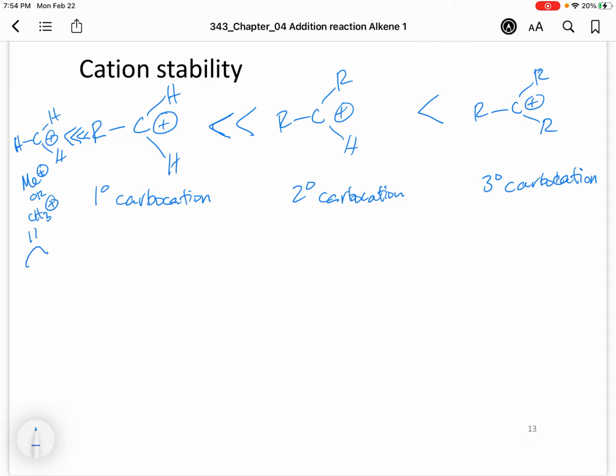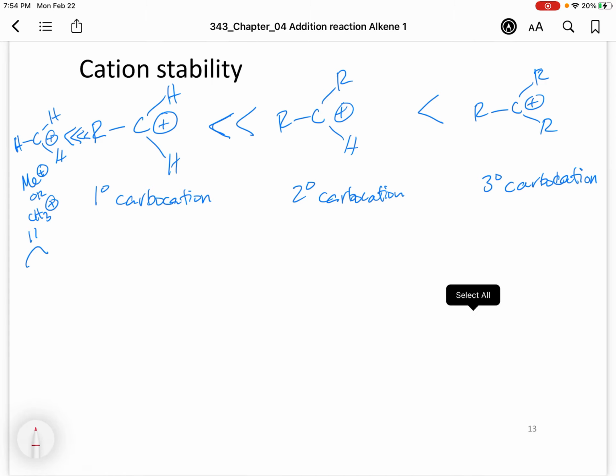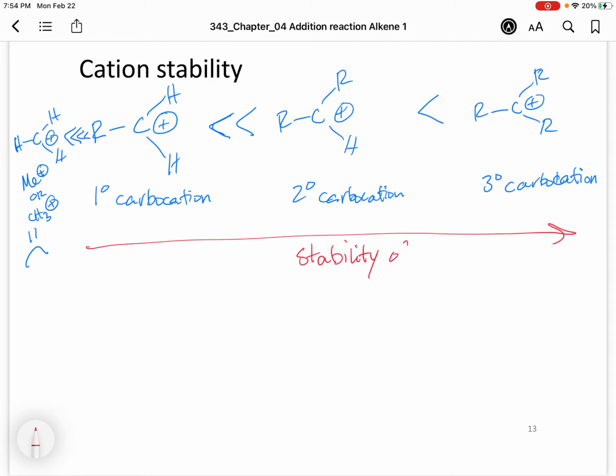Well, why is this? It has to do with a concept that we've talked about before. This is hyperconjugation. Notice that as we add more R groups to the carbocation, it's more stable. So I'm going to draw an arrow here. Stability of carbocation increases.